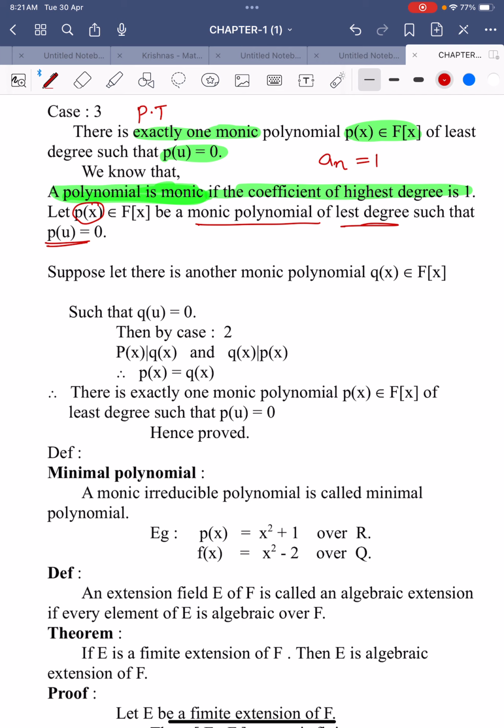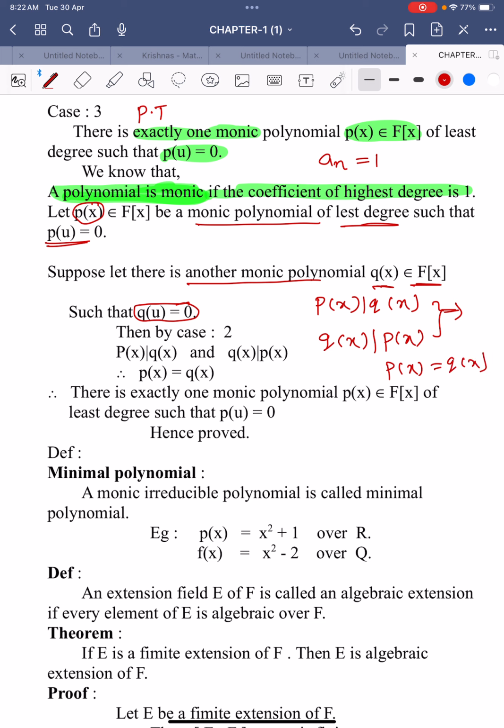So suppose there is another monic polynomial q of x belonging to capital F of x such that q of u is equal to 0. We assume that there is another polynomial with the same property as p of x. So by the previous case, I mean case number 2, p of x divides q of x, as well as q of x divides p of x. Combining these two conditions, what do you get? P of x is equal to q of x.